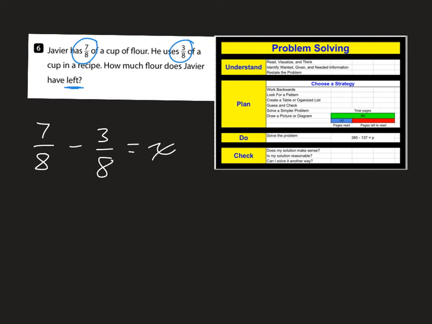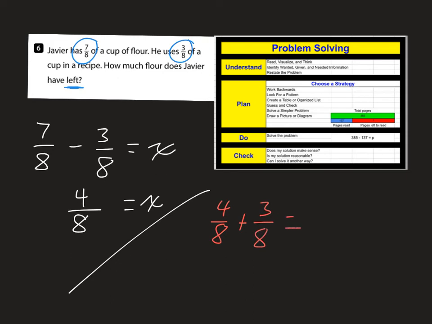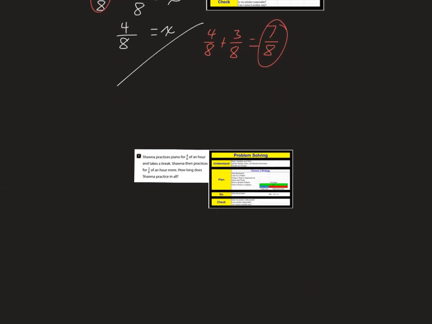So we have our equation set up with our variable. Let's solve for x. X is equal to, our denominators stay the same. 7 minus 3 will give me 4. Let's go ahead and check our work here. You have 4/8 plus 3/8. Our denominators stay the same. 4 plus 3 will give me 7. 7/8 matches 7/8. We're good to go.